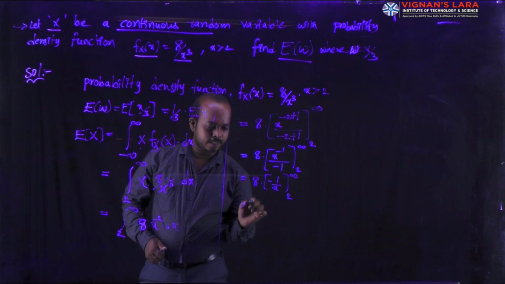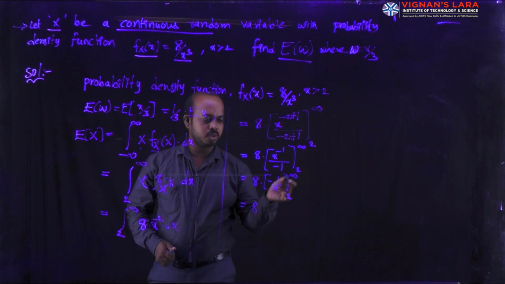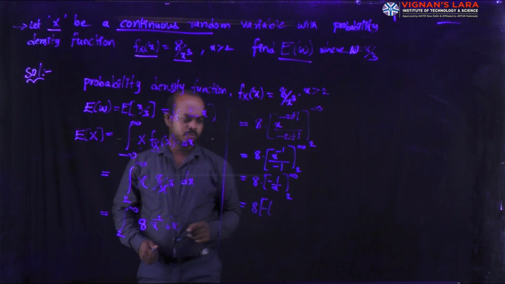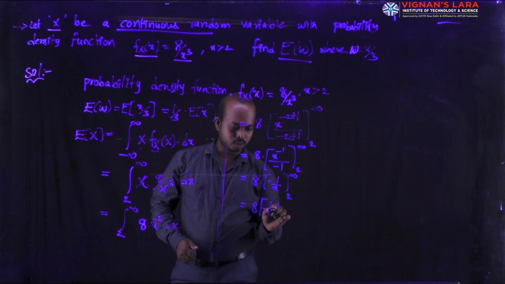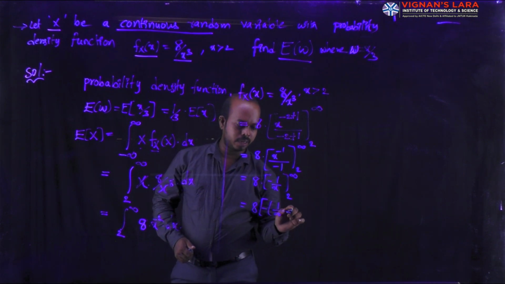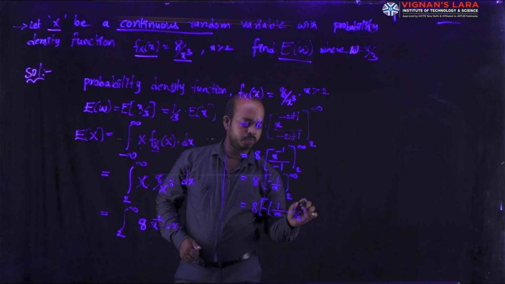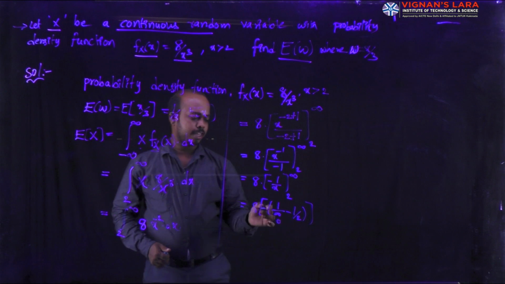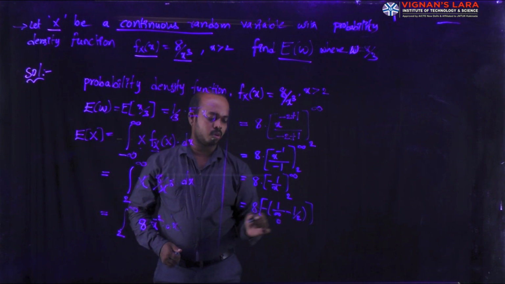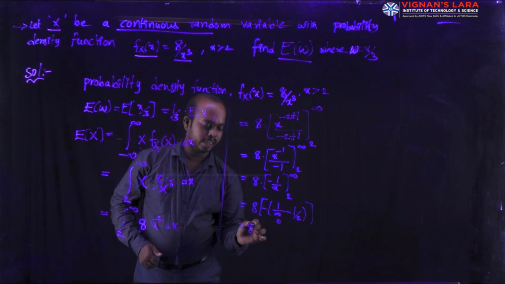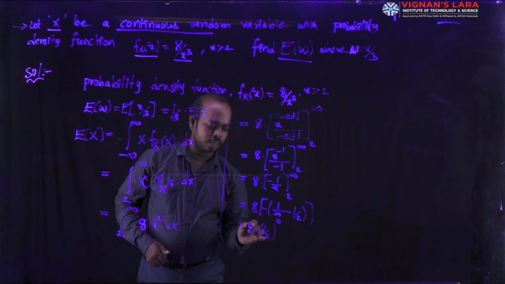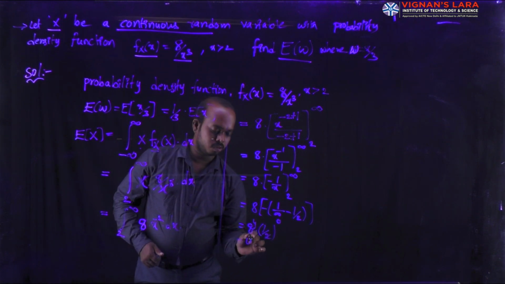Now I can substitute the limits. Minus is common for these two limits. The first quantity is 1 by infinity minus the second quantity 1 by 2. The 1 by infinity value is 0. Here minus into minus is plus, giving 1 by 2. The total value is 8 into 1 by 2. You can cancel this 8 with 2 four times, so the value is 4.